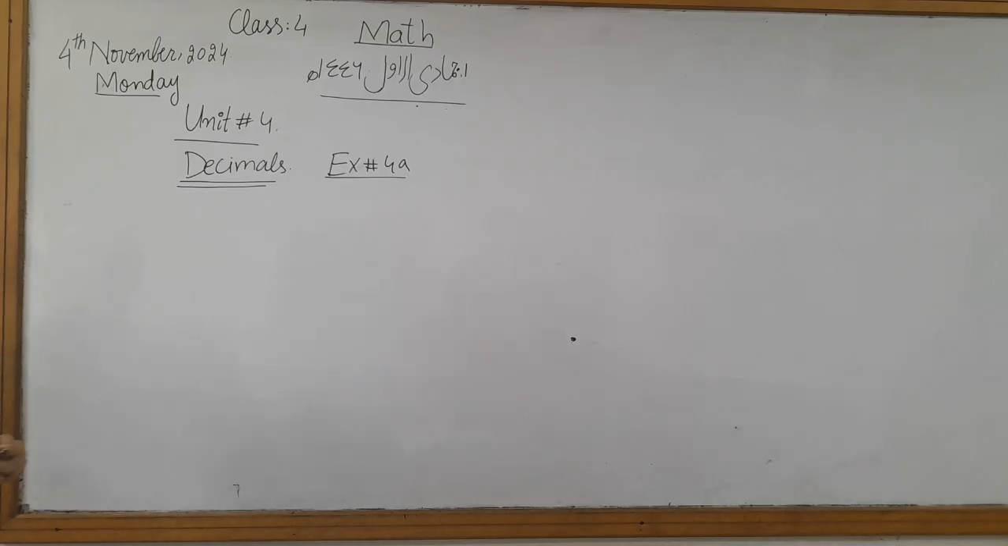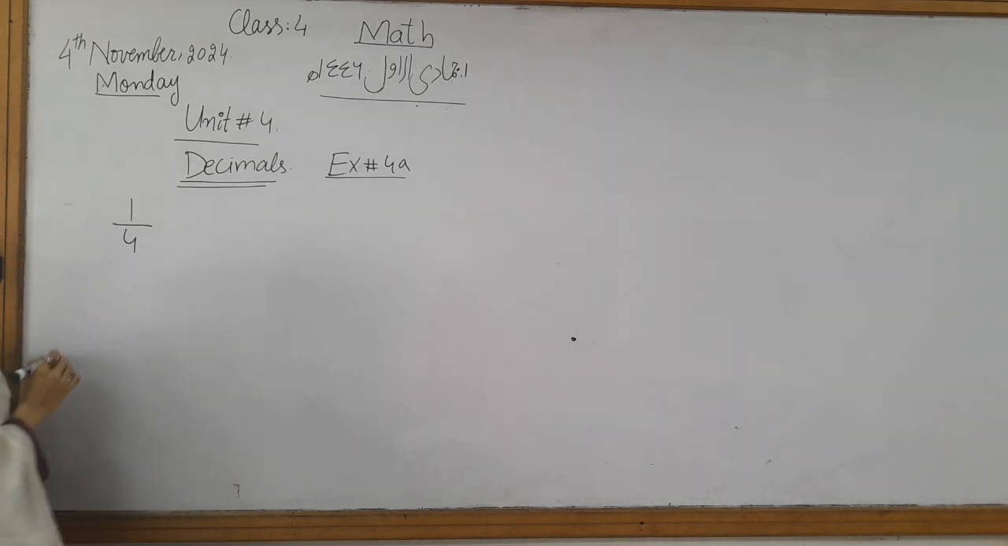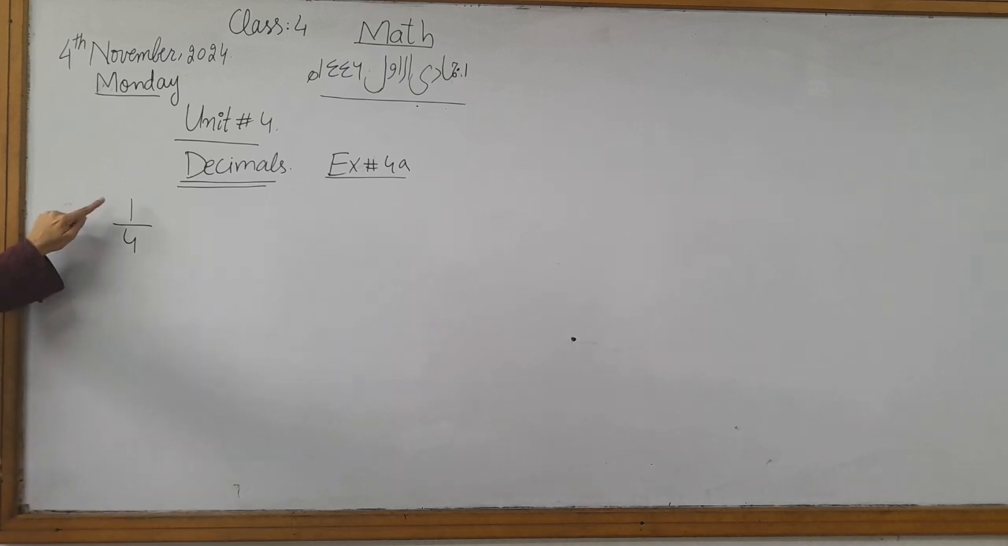We have already done with exercise 4a, in which we have seen how we will make decimals from the fractions. And you all know what fractions are. Fraction is a part or portion of a whole, and the upper side is called the numerator and lower side is called the denominator. And now we have to make decimal from this fraction.